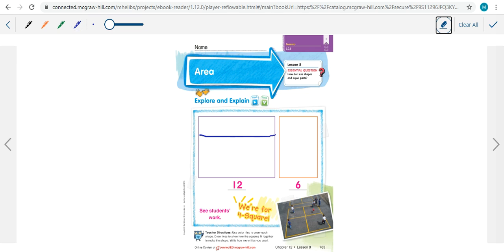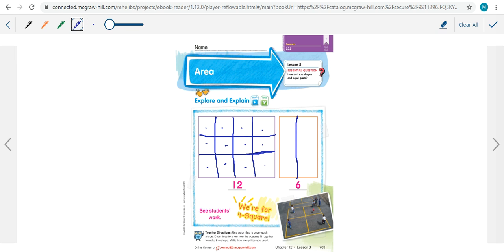Okay, let me draw this better for you guys. Now, 12 equal parts. Let's count them. 1, 2, 3, 4, 5, 6, 7, 8, 9, 10, 11, and 12 parts. Now, the second shape, we're going to divide it into 6 parts. Okay, let's count them. 1, 2, 3, 4, 5, and 6.